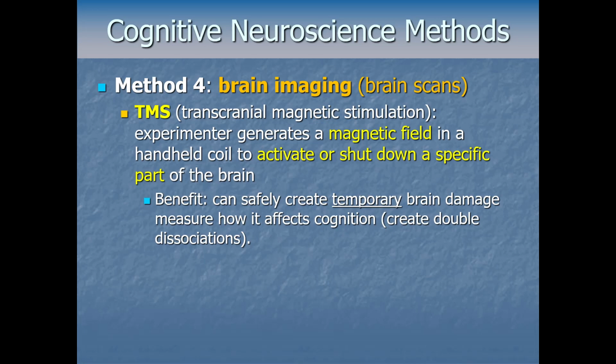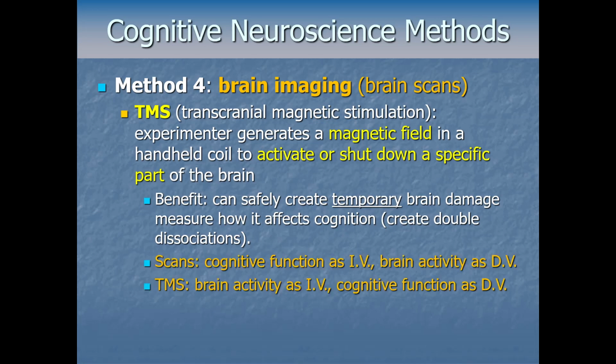Now, the big benefit of a technique like this is we can safely create temporary brain damage wherever we want and measure how it affects cognition. So we can create our own double dissociations without causing permanent harm. This lets us do some really cool experimental designs that we can't do with just brain scanning.